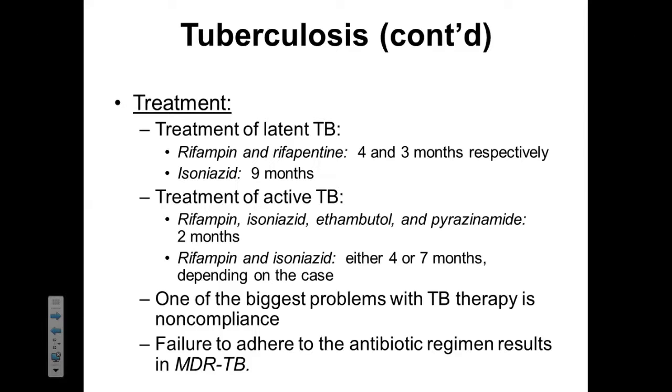You have to take your pill every day for up to 9 months. So the better part of a year, you need to take a daily pill. And the problem is, first of all, affording the pill, obtaining the pill, and then remembering to take the pill. Many times patients are non-compliant and develop an antibiotic-resistant or multidrug-resistant form of tuberculosis.